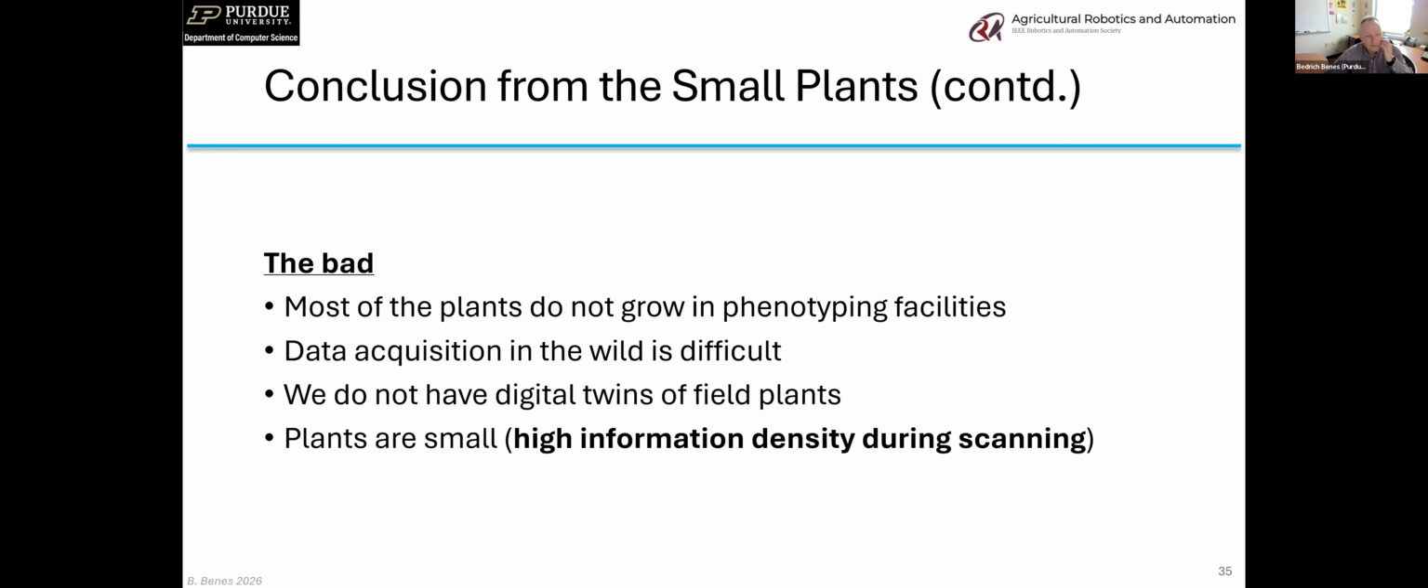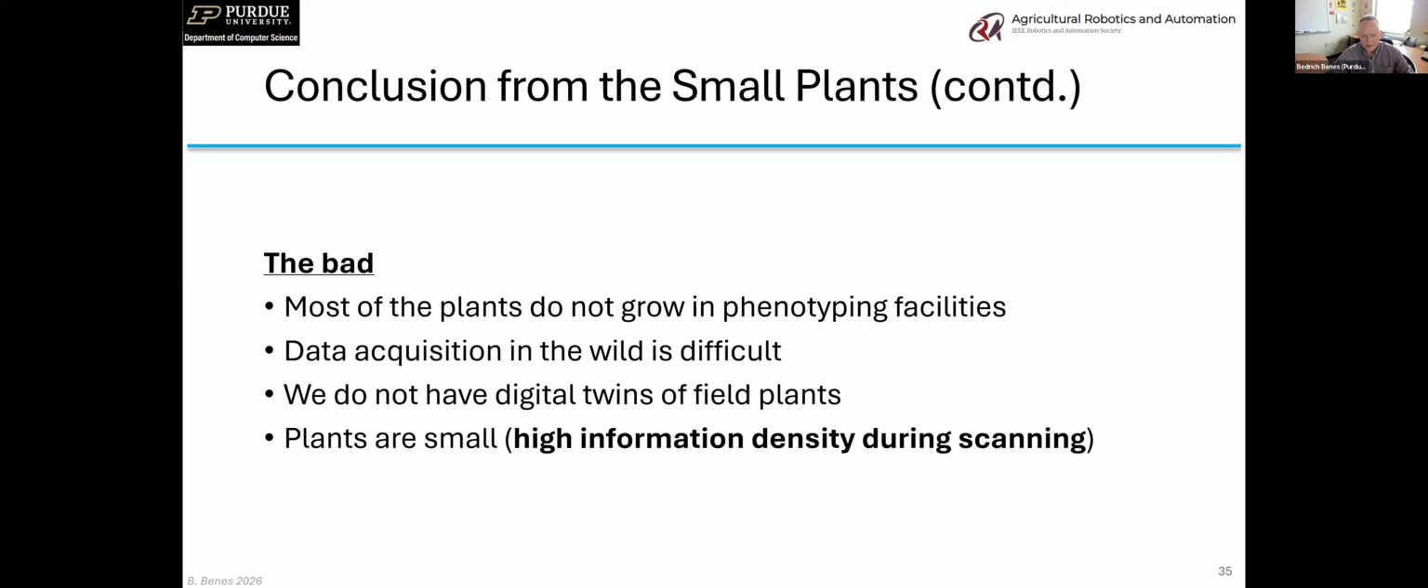Now, the bad thing is that most of the plants don't grow in phenotyping facilities. I would actually say that almost all plants don't grow in phenotyping facilities. Plants in the wild interact with each other. That has a huge effect on their shape. This is one important observation.